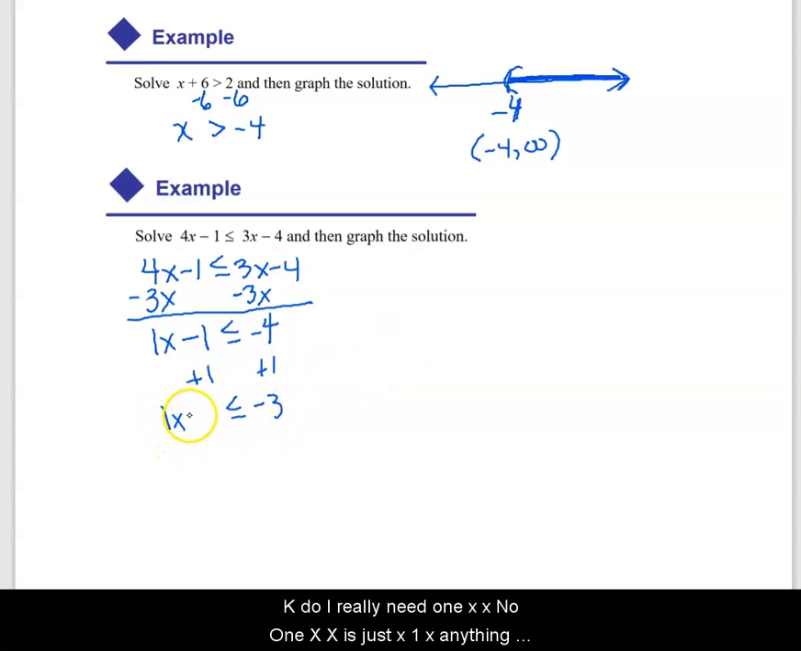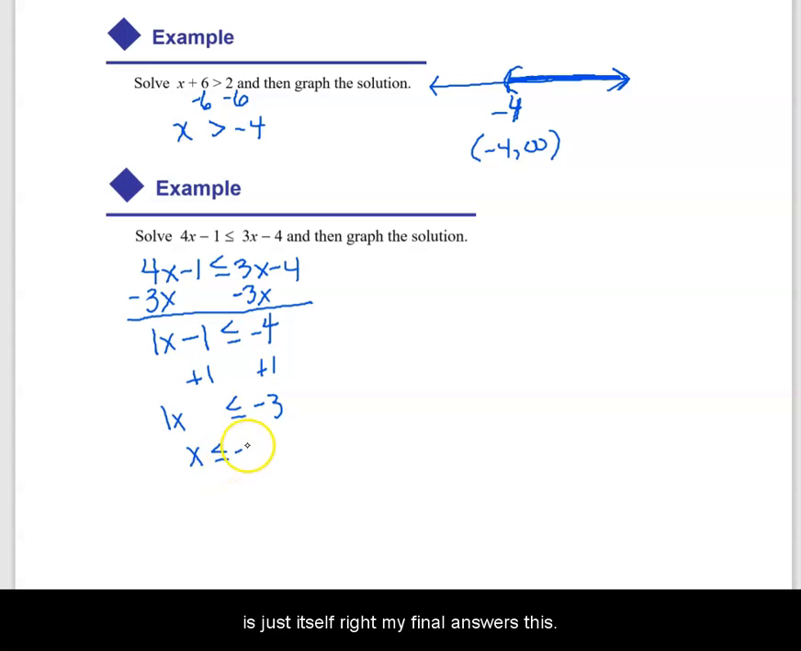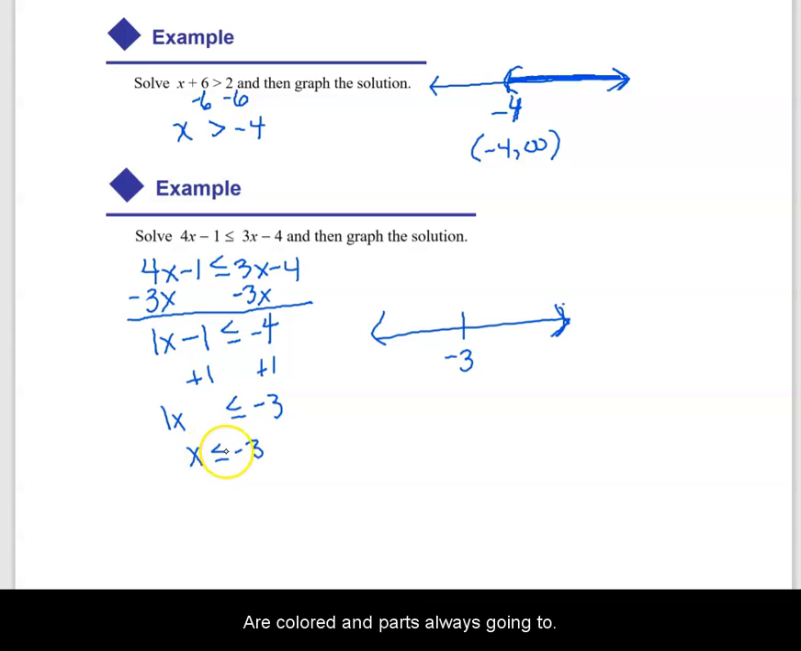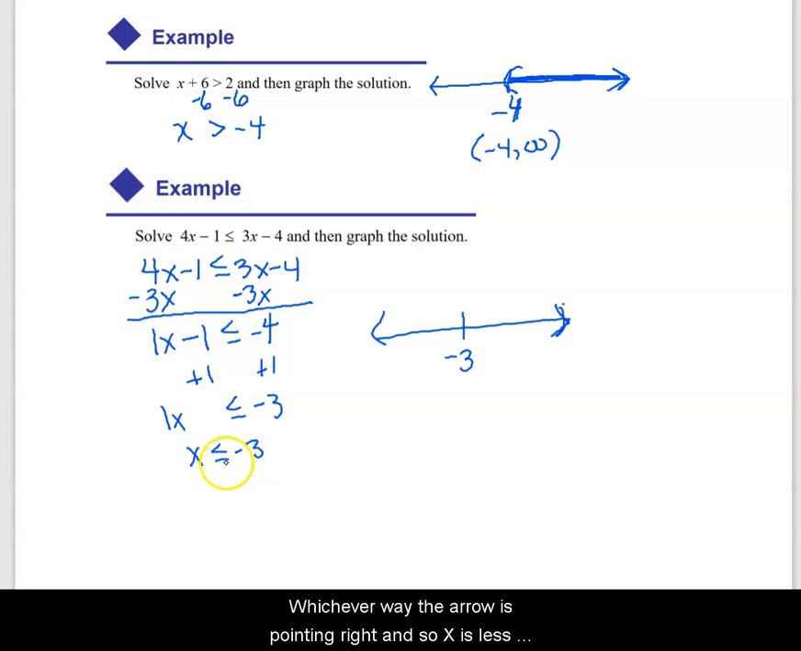Okay, do I really need 1 times x? No. 1 times x is just x. 1 times anything is just itself, right? So my final answer is this. I have the place where I'm going to have something happening is at negative 3. If you always write the x in the front, then your colored in part is always going to be whichever way the arrow is pointing. Okay, and so x is less than or equal to negative 3.